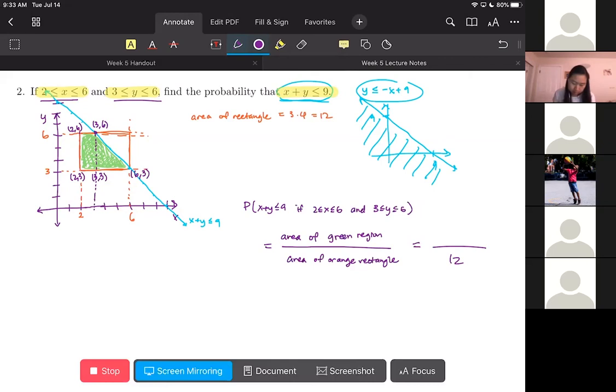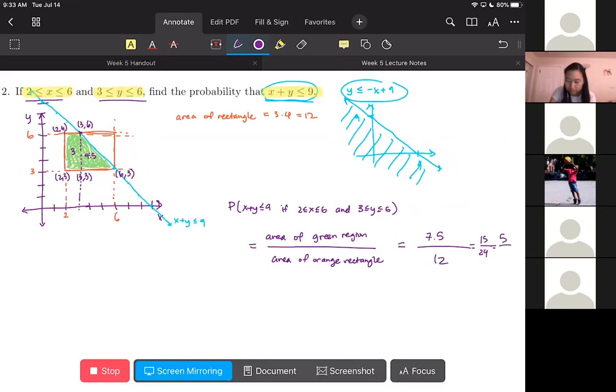rectangle is 7.5. Yeah, so here you have this area is 3, and this area was 9 halves, which is 4.5. So this is 7.5 over 12, which is the same as 15 over 24, which is 5/8. Sorry, I meant 5/8. Yeah.